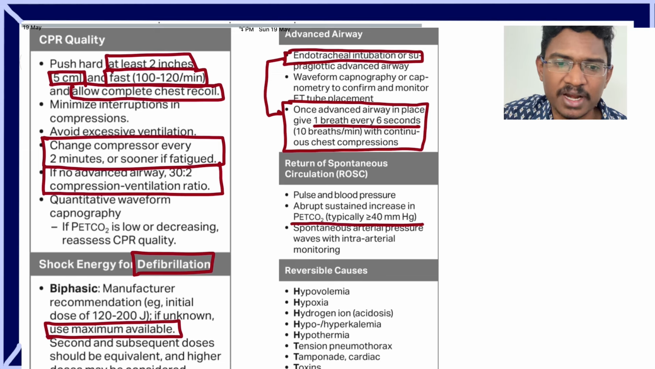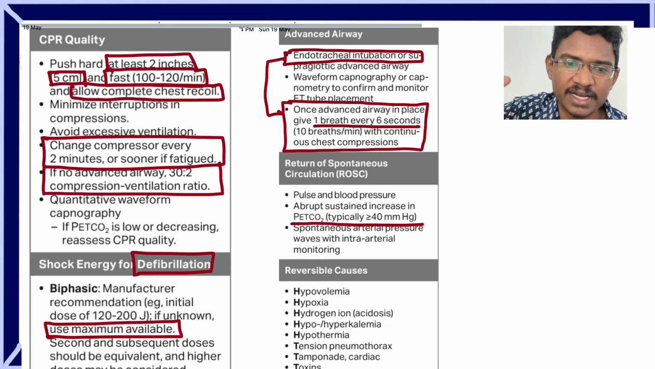If you haven't intubated, then for every 30 compressions, 2 rescue breaths should be given. This is what was asked. And what you should see, you should check for return of spontaneous circulation. The best measure to assess it is end-tidal carbon dioxide, which should be more than 40. Then also you should be seeing the arterial line, after putting the arterial line, whether the spontaneous arterial waveforms are coming or not.